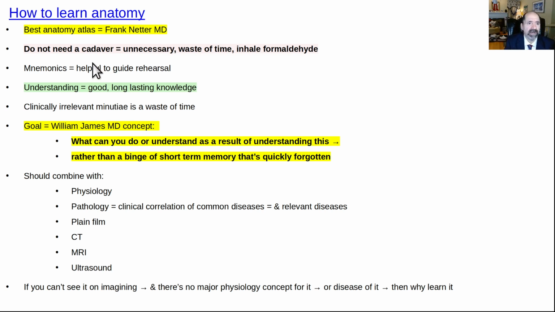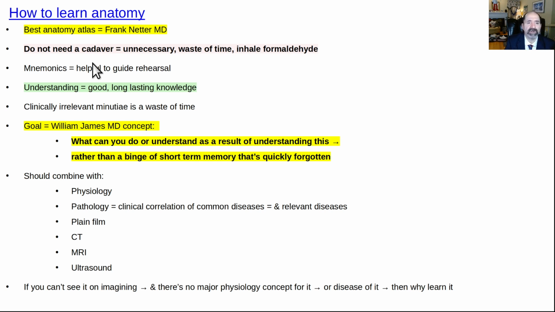A next question that comes up is, do you need a cadaver? No, you don't need a cadaver. In my opinion, and this is important, I believe medical schools should not at all use cadavers for teaching anatomy. It is a complete waste of time. And it's a waste of a donated body.